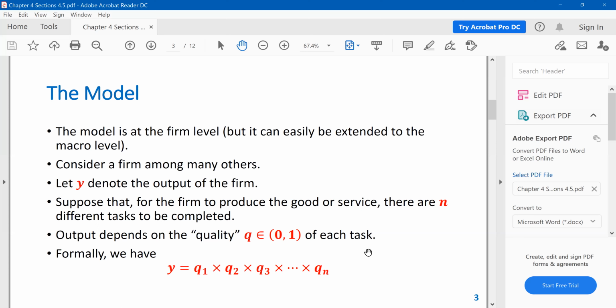When it is 0, obviously, at least for one task, if you look at this carefully, if it is 0, then regardless of the qualities of the other tasks, your production is 0, right? So that's exactly the idea of the O-ring. If it is equal to 1 in all of the tasks, then your production is equal to 1, right? Because 1 times 1 times 1, 1 to the power of n, is just equal to 1, okay? So that's the idea.